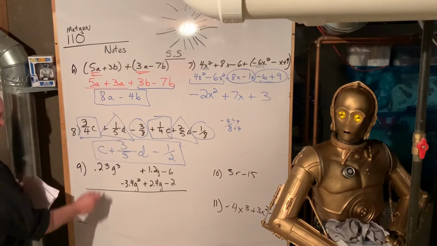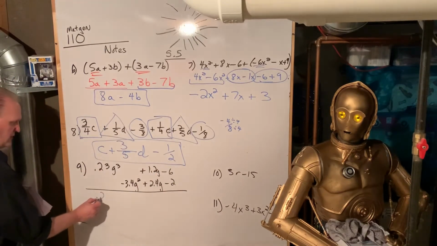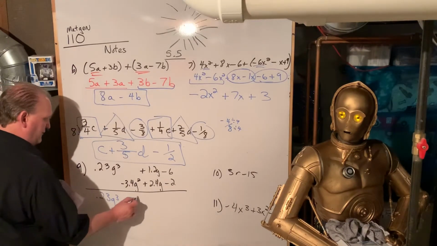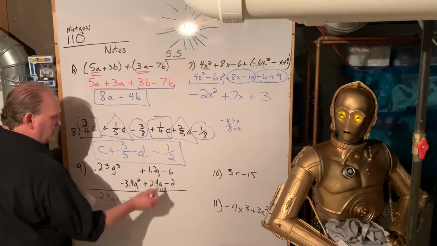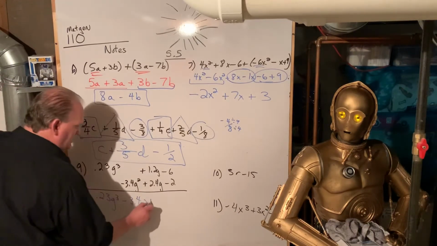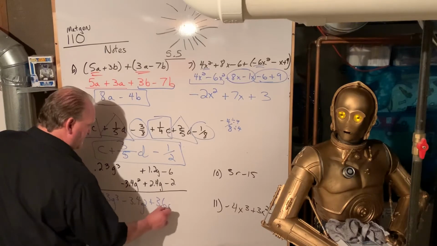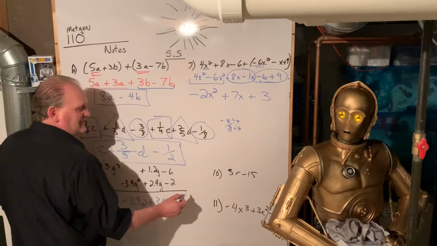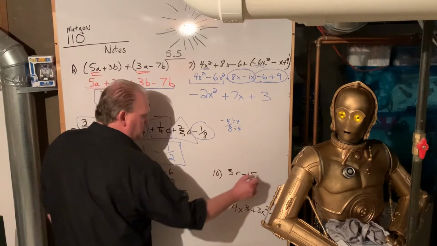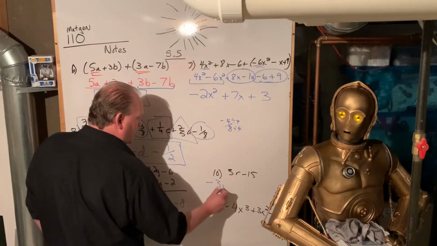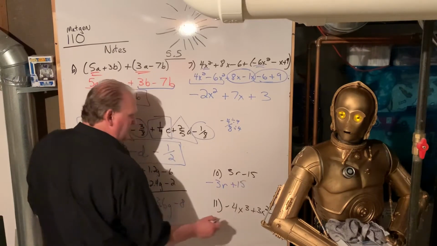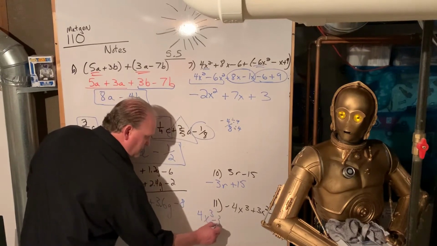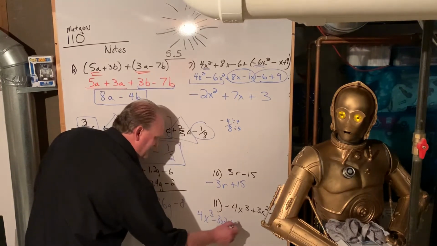Here we just add straight down, so there's nothing for the g to the third, so it's 0.23 g to the third. There's nothing for the g squared, so minus 3.4 g squared. 1.2 g, 2.4 g, that's 3.6 g. And negative 6 and negative 2 is negative 8. They want the opposite of 3r minus 15, so it's like you distribute a negative, so negative 3r plus 15. The opposite is 4x cubed minus 3x squared plus 6.